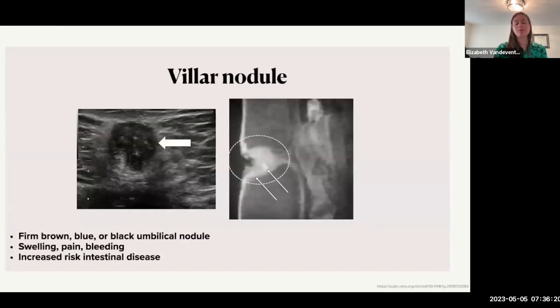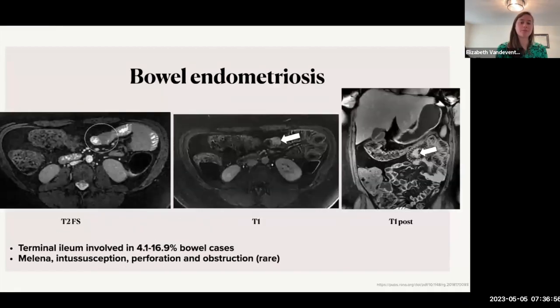This is another example of something that you can get in the anterior abdominal wall. This is called a Villar nodule. It's an umbilical nodule, and it tends to be visible on physical exam. It can be brown, blue, or black, kind of like the superficial plaques that we saw at laparoscopy. The symptoms associated with this include swelling and pain at the site, as well as potential bleeding. And so what we see, again, is this irregular hypoechoic nodule, but it has these internal areas of hyperechogenicity, and it has T1 hyperintensity, and that's how we know it's endometrial tissue. There is an increased risk of intestinal disease associated with these Villar nodules.